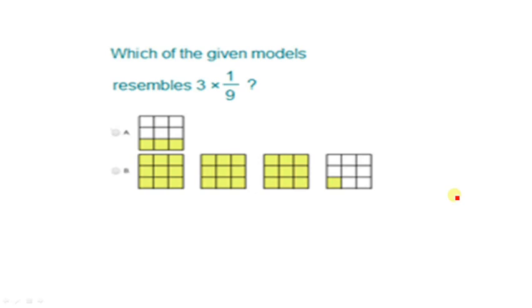Let us see this type of example. Which of the given models resembles 3 into 1 by 9? It means there are two pictures. Okay, one is A and the second one is B. Which one shows 3 into 1 by 9? Okay, look. 3 into 1 by 9 means 3 by 9. Now, look at the first picture. There are 9 tiles and 3 are taken. So, this is correct.